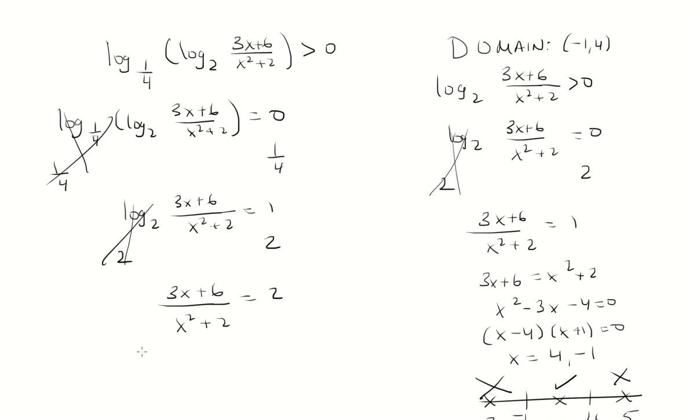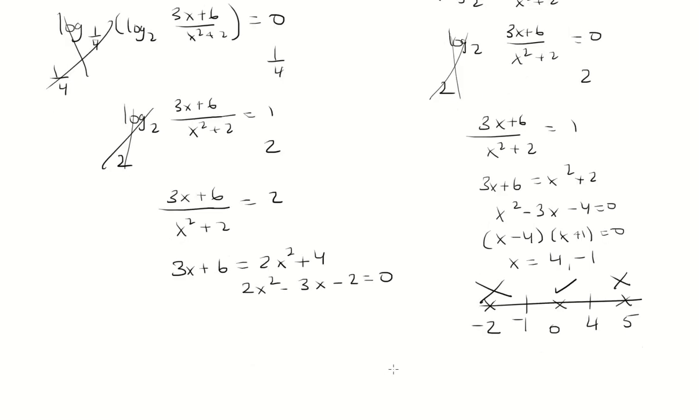We'll multiply both sides by x squared plus 2. And then we'll subtract by 3x and 6. We'll factor this out. So this will be 2x plus 1, x minus 2. And that gives us negative 1/2 and 2.